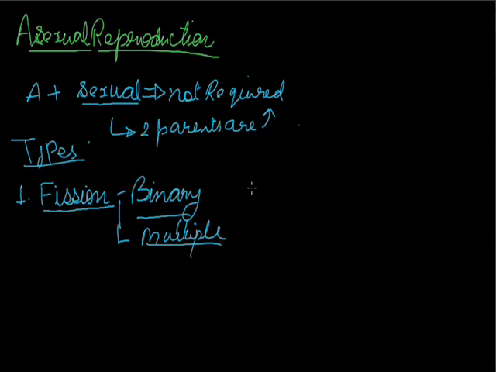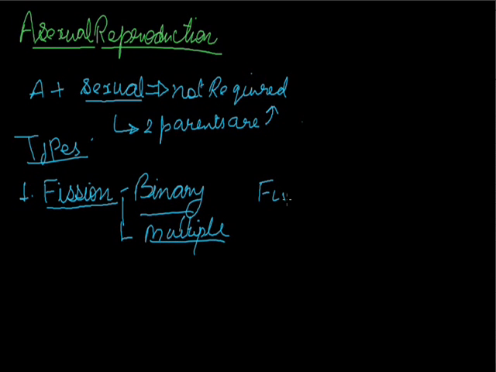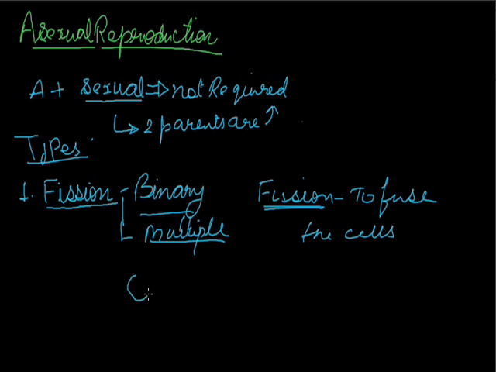Fission is the opposite word to fusion. And what do we understand by fusion? To fuse the cells. It means if two different cells are there, suppose this is one cell and this is another cell, and both cells come together and become one cell. This process in which two different cells join and fuse with each other and make one cell is known as fusion.